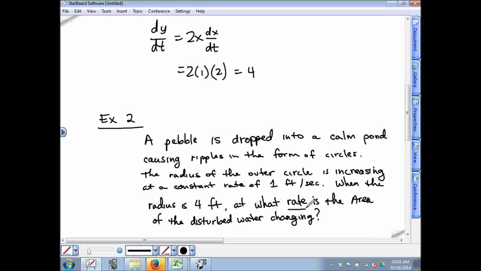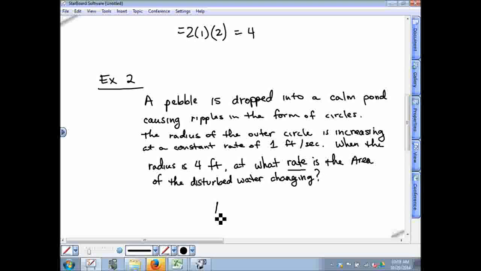So what we have to come up with is one formula that connects the area to the radius of a circle. And we know it. A equals pi r squared. That's a formula that connects the radius to the area. These are called related rates, so we have to have a formula that relates the two variables, the area and the radius.